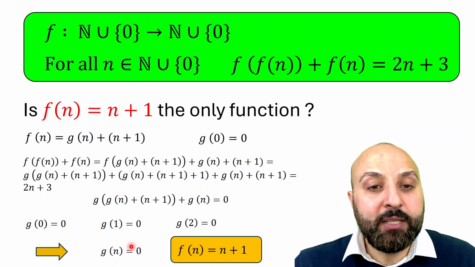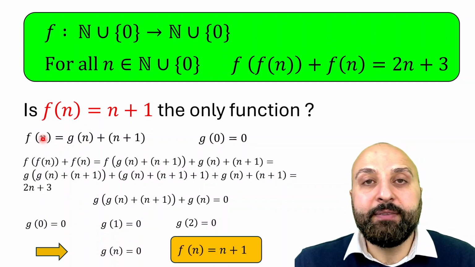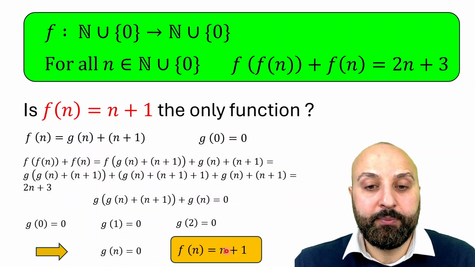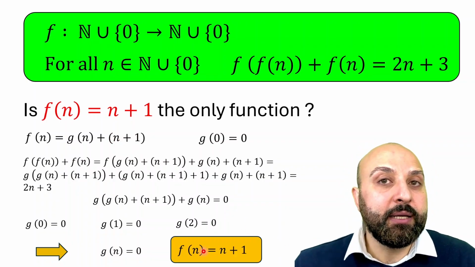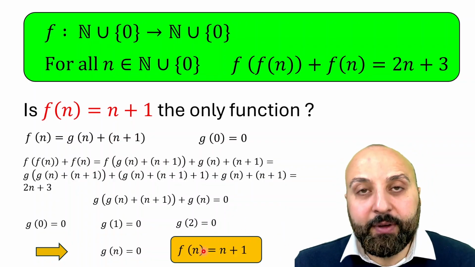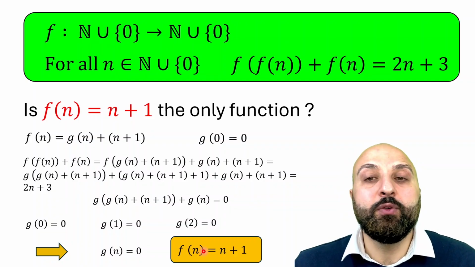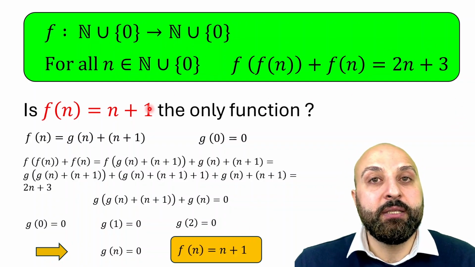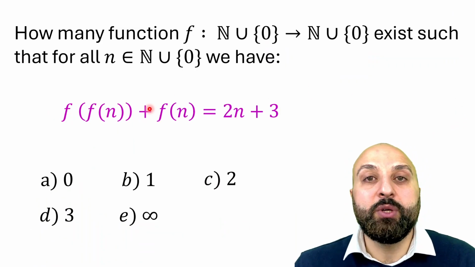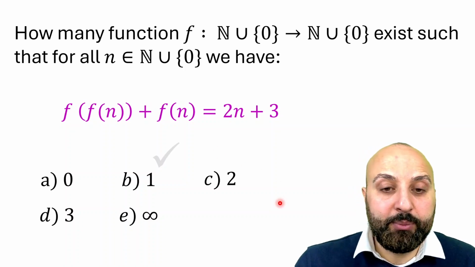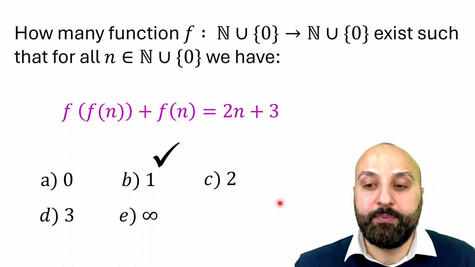So if g(n) always is equal to 0, it means f(n) has to only be n + 1. In that case, we prove that we have only one function, f(n) equal n + 1, that fulfills these properties that are given in the exercise. Therefore, the correct answer for this option will be option B, which is one solution.